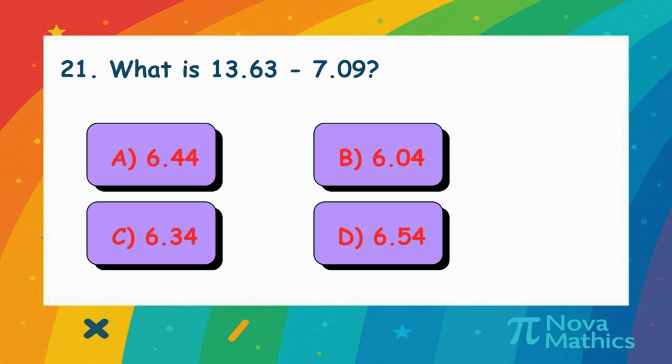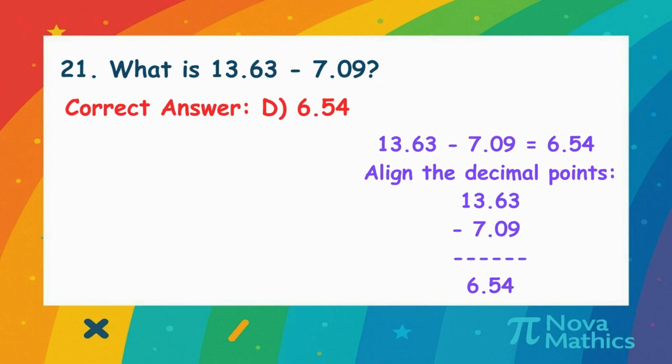21. What is 13.63 minus 7.09? Correct answer is 6.54. Subtract each digit starting from the right. Keep the decimal in place. You get 6.54.